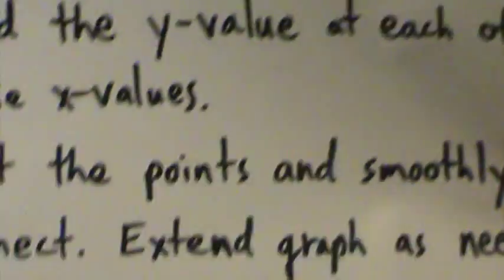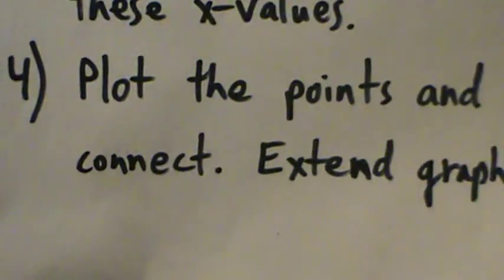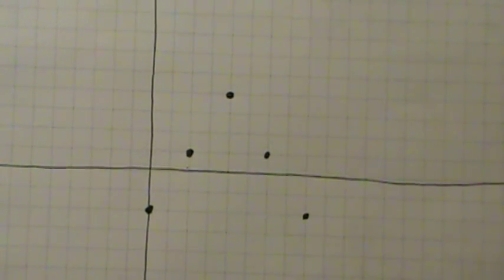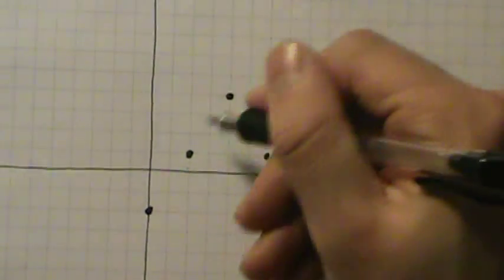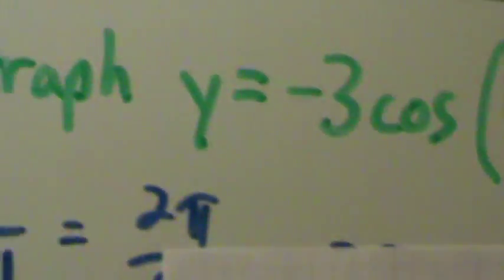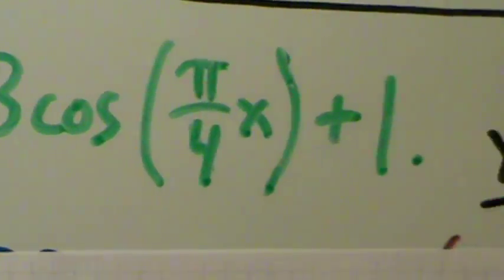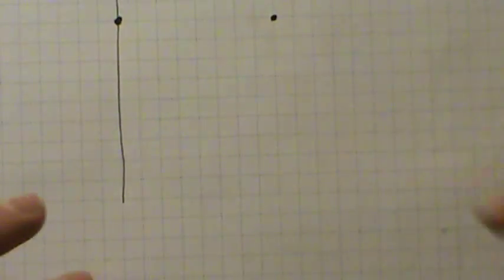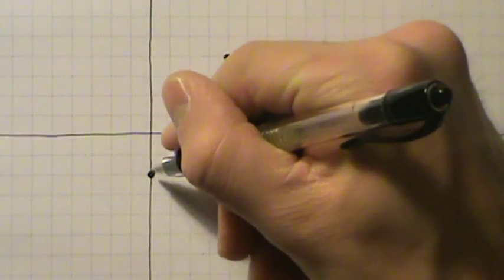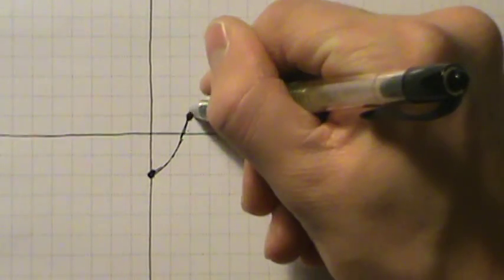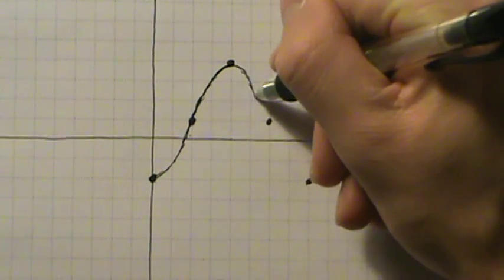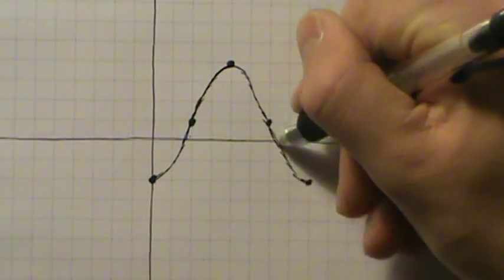Okay, so step 4 says plot the points and smoothly connect and extend the graph as needed. So we want to be very, very careful here. So it looks like we can connect these in a straight line, right? And we actually can, but we absolutely do not want to do that, because we're graphing a cosine function, and cosine and sine, they're not straight lines, okay? They have that little curviness to them. So what we want to do is connect this kind of curvy style the way that a cosine function looks. So curviness through here, curviness through here, more curviness through here, and then some through here also.